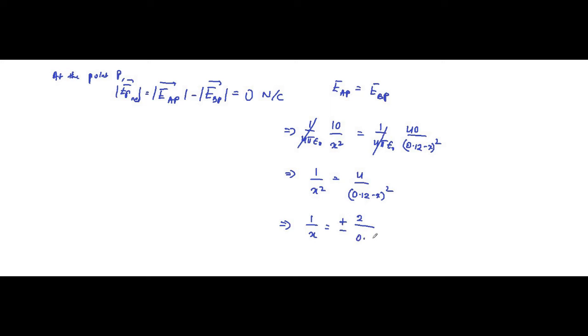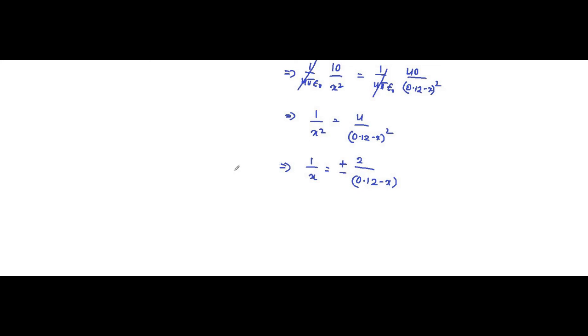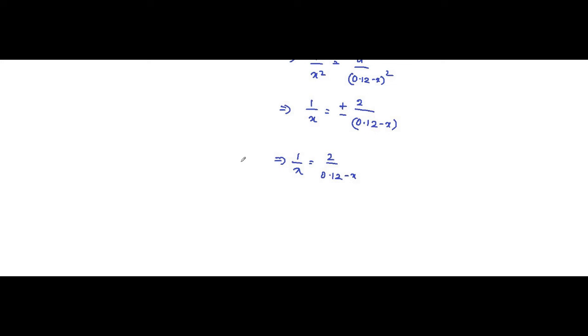Taking square root of both sides, we get 1 by x is equal to plus minus 2 by 0.12 minus x. Here we'll only consider the positive sign. That implies 1 by x is equal to 2 by 0.12 minus x, because negative distance is nothing, it's a wrong concept. There is nothing like negative distance. So we'll take only the positive sign.